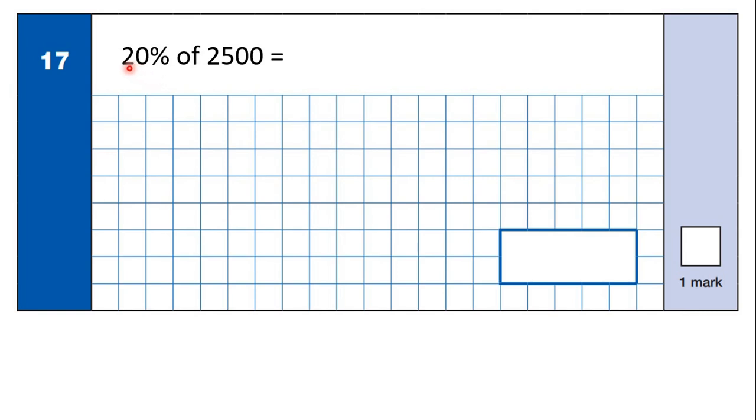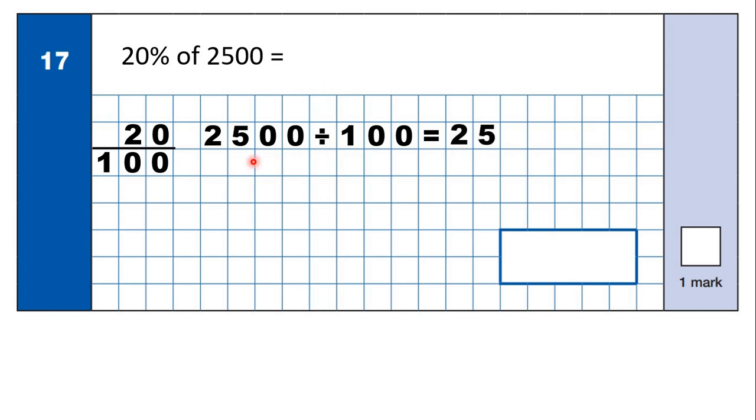Question 17. Find 20% of 2,500. So remember that a percentage is just a fraction over 100. So to find 20%, we can find 20 hundredths. So finding a fraction of a number, we start by dividing by the denominator, and 2,500 divided by 100 is 25, because we can cancel the zeros and do 25 divided by 1.